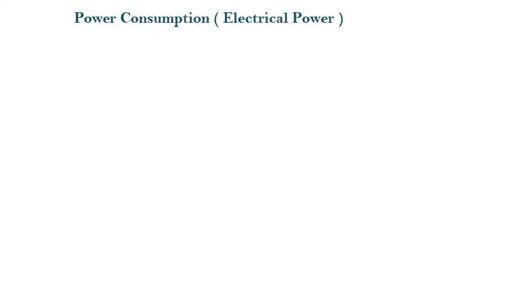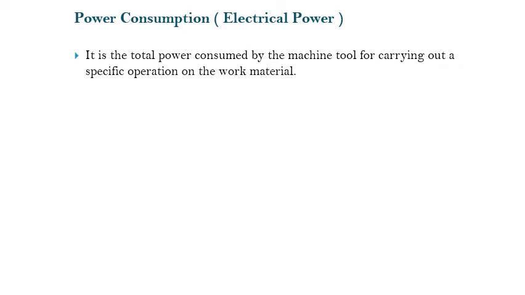And last, power consumption, that is electric power. Power consumption is different and power is different. Power consumption is electric: how much electricity is required to prepare the component. It is the total power consumed by the machine tool for carrying out a specific operation on the work material, from start to end, to prepare the component.